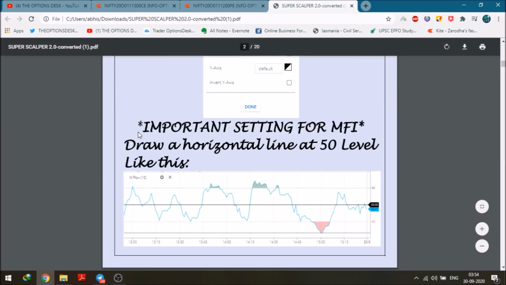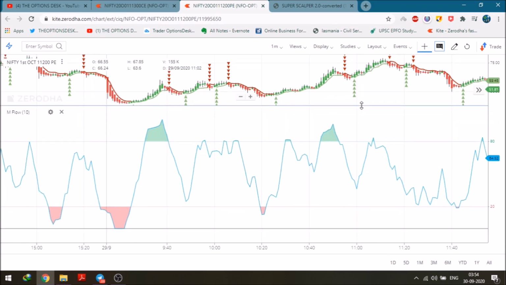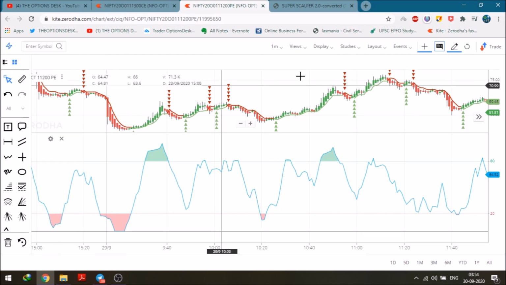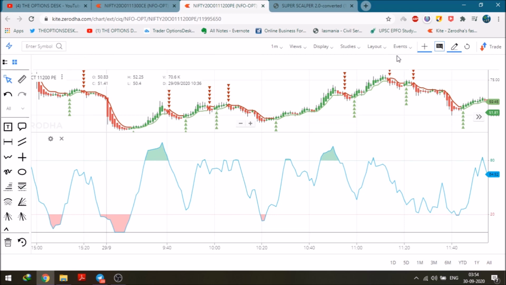Okay, there's one more point. Draw horizontal line at 50 level like this. Okay, just a moment. Let me open this. Firstly, you can extend it for a better accuracy, because if you will plot like, and then just click on the pencil here. You can see a pencil here. Draw. Just click on this pencil here.